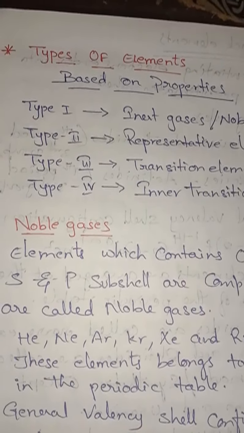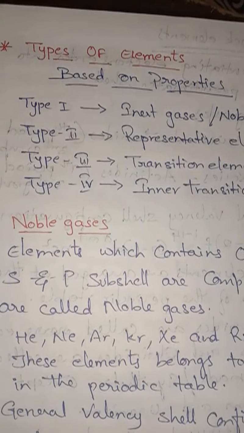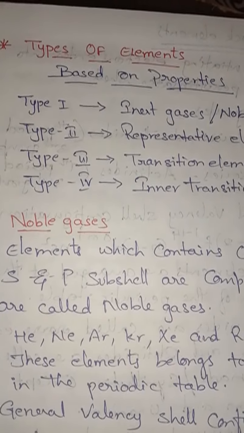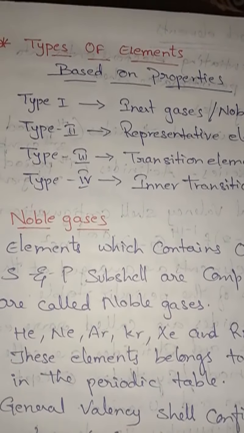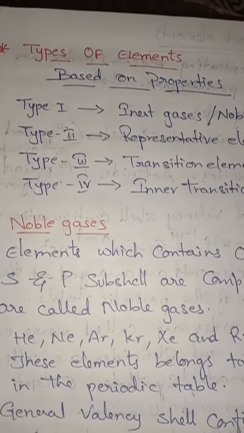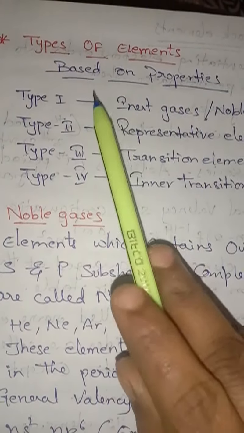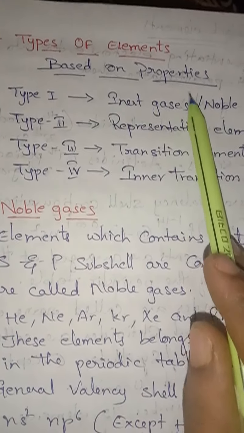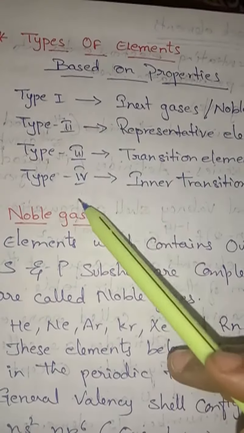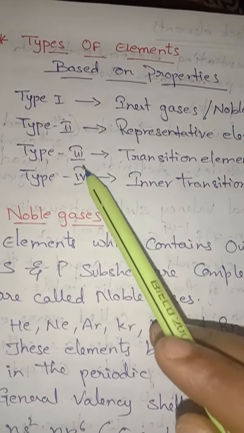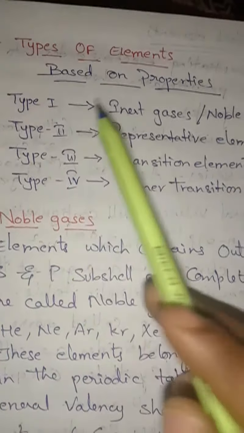Hello students. In the previous class we discussed the classification of elements based on their blocks, that are S, P, D, F blocks, and in today's session we are going to learn about types of elements based on their properties. We will have four types of elements, that is type 1, type 2, type 3, type 4, which also have another name.